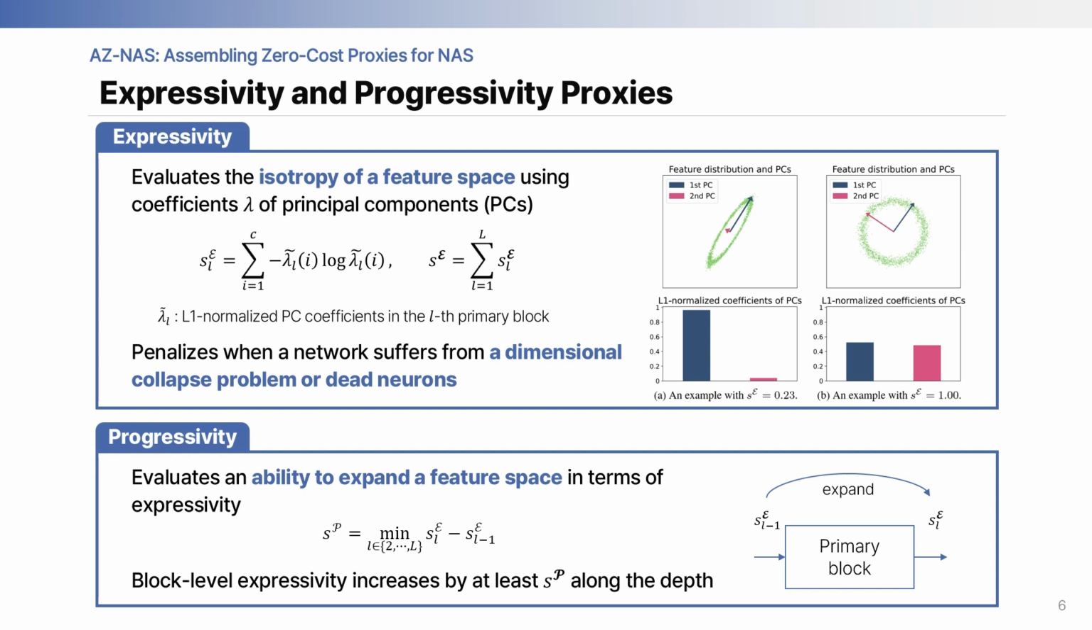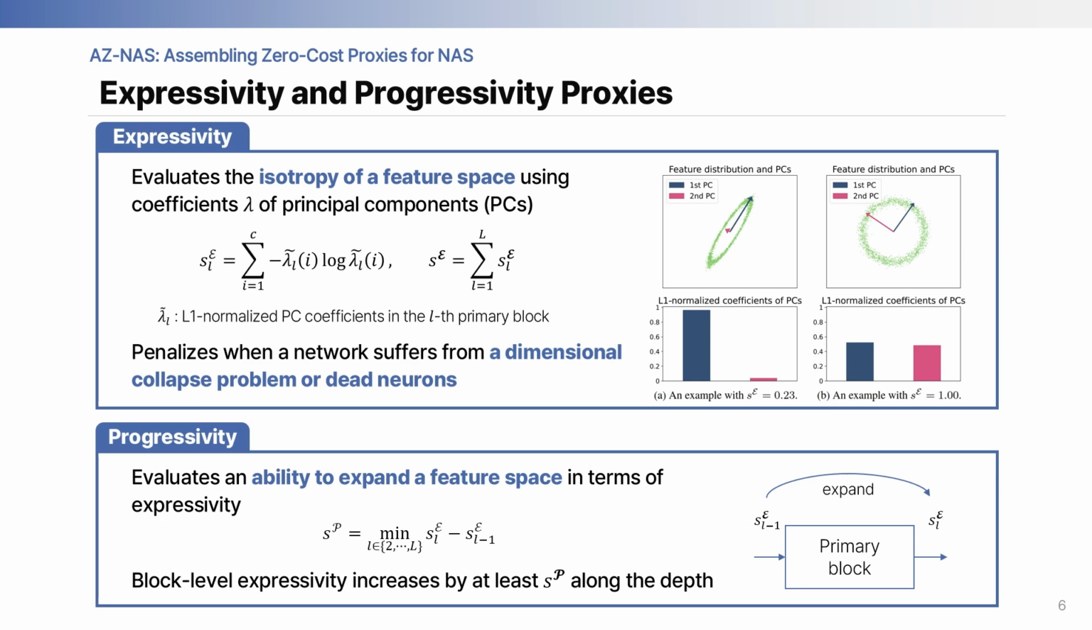Second, the progressivity proxy evaluates an ability to expand a feature space along primary blocks, favoring networks whose features in deeper layers have more capacity to capture high-level semantics. The progressivity score is defined by block-level expressivity scores, ensuring that the block-level expressivity increases by at least the value of the progressivity score.